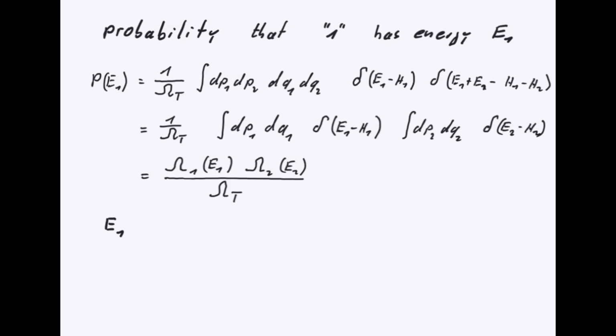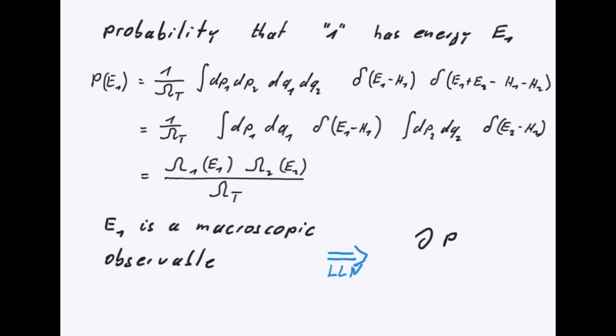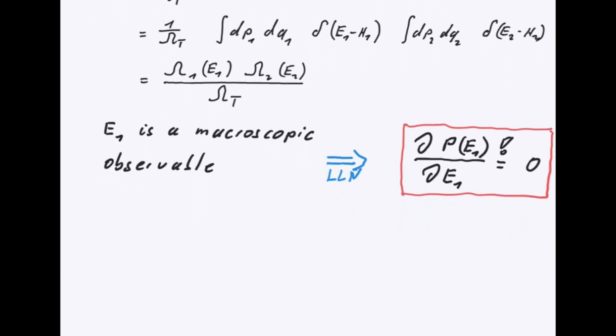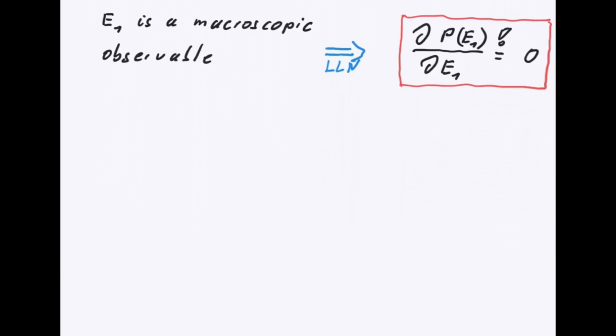Now we have to realize that E1 is a macroscopic observable. For macroscopic observables, the law of large numbers tells us that the probability of this variable is at its maximum. Hence, the partial derivative of the probability of E1 with respect to E1 has to be 0. So let's calculate this derivative.